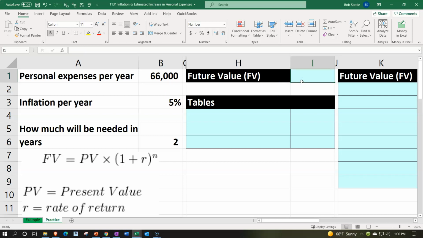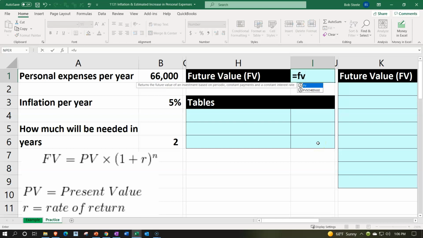How much would we need 2 years out? Well, we can do simply the future value calculation instead of a running balance calculation, although the running balance calculation does give us that more detailed information. So I'm going to say this equals the future value, FV, Shift 9, and then I'm going to use my keyboard. So I'm going to go left, left, left.